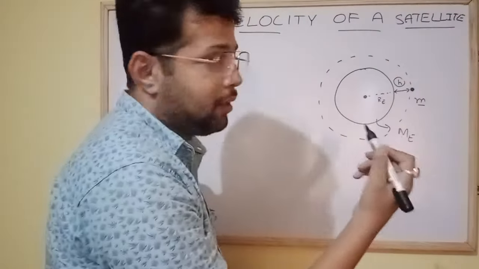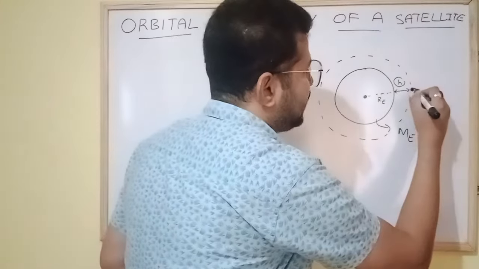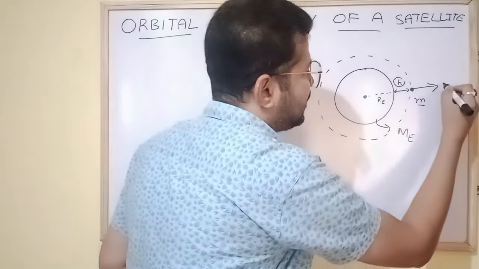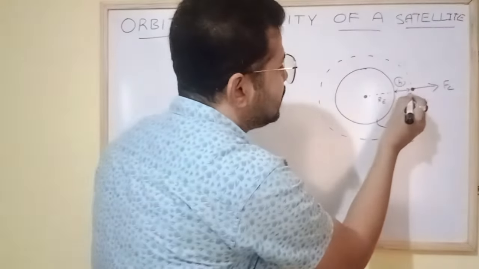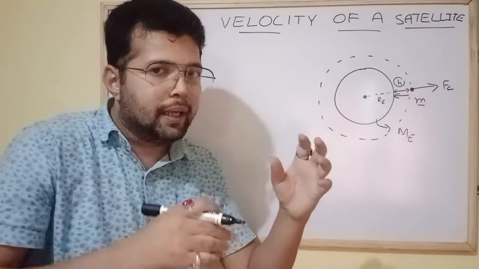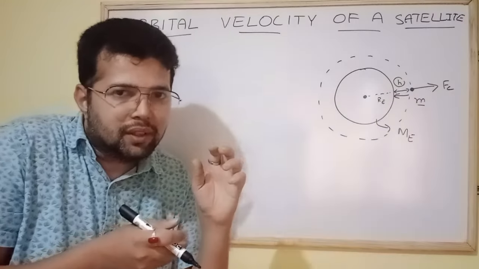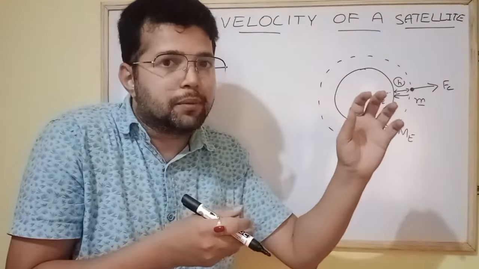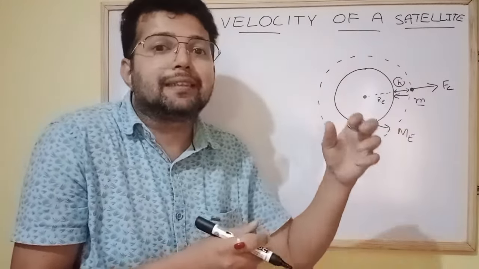If the satellite has to move in a circular orbit, then on the satellite there will be two forces. One force will be centripetal force or centrifugal reaction, which is acting radially outwards, and the other force is the gravitational force of attraction between the earth and the satellite. If the gravitational force becomes more, then the satellite will fall into the earth's surface. If the centripetal force or the centrifugal reaction becomes more, then the satellite will escape from the earth's pull.